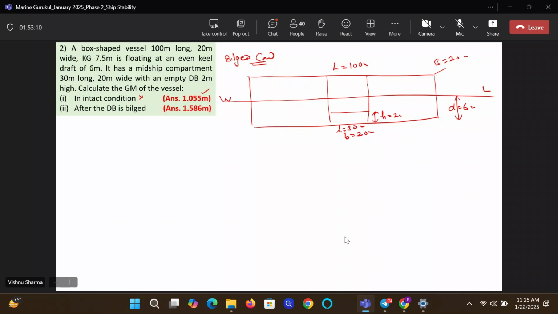Is this what you have drawn, guys? The side elevation in the intact condition? Yes, sir. Everybody has drawn, or anybody is still drawing? Please speak up.